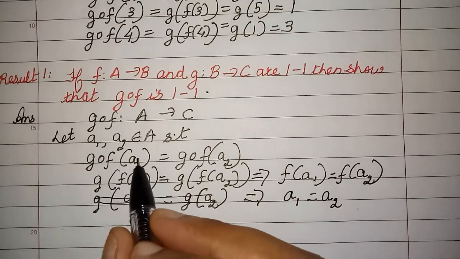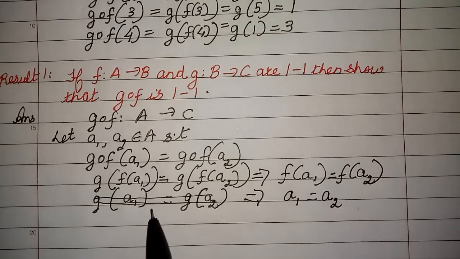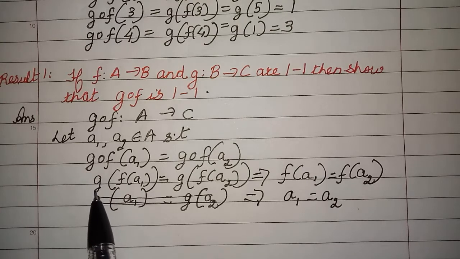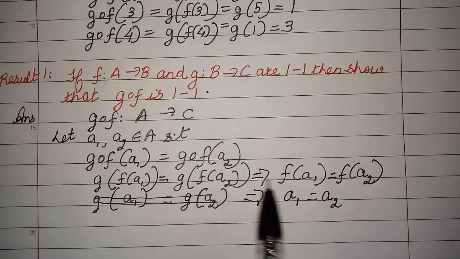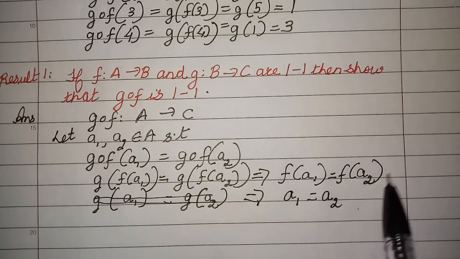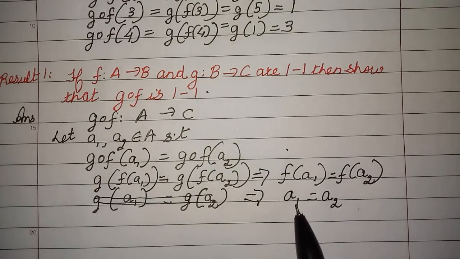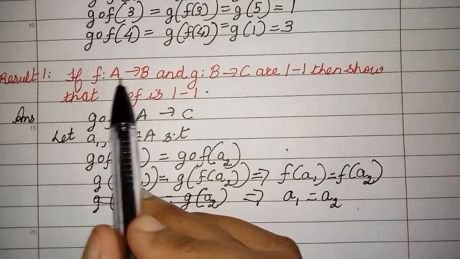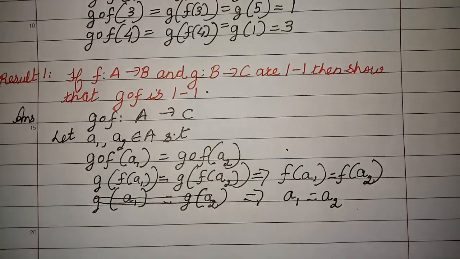So I have started with g composite f of a1 equal to g composite f of a2, and this implies a1 equal to a2. I first applied it inside, which is also correct, but it is better that we operate from outside. How did I get f of a1 equal to f of a2? Because our function g was injective. Now again I know that f is injective, so a1 is equal to a2. So I have started with two one-one functions and I am able to show this composition is one-one.